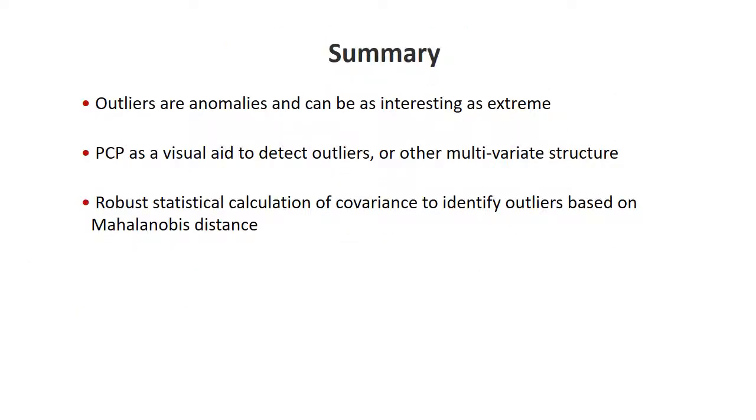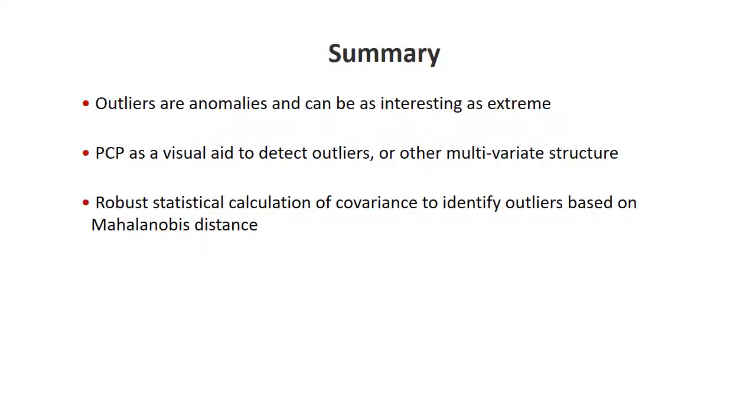Okay, to sum up, we've discussed outliers as anomalies, and in many of our analyses, they're not just errors. They can be quite interesting, as interesting as extremes. They're different, though, in the sense that they're not part of the background population, whereas extremes are just very high values of the background population.